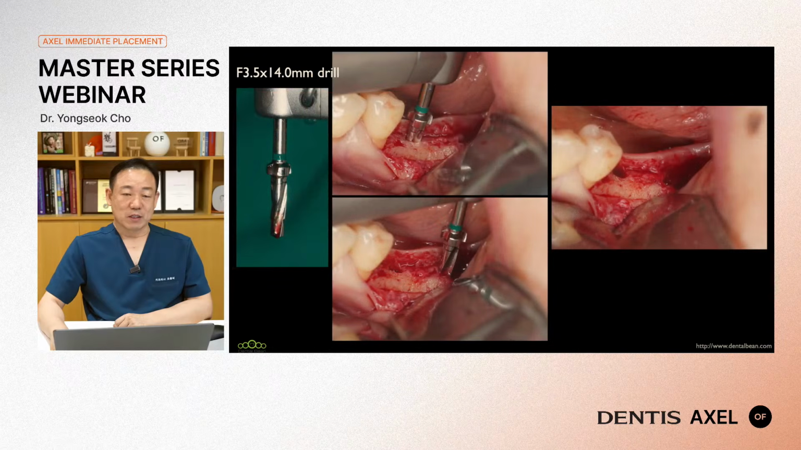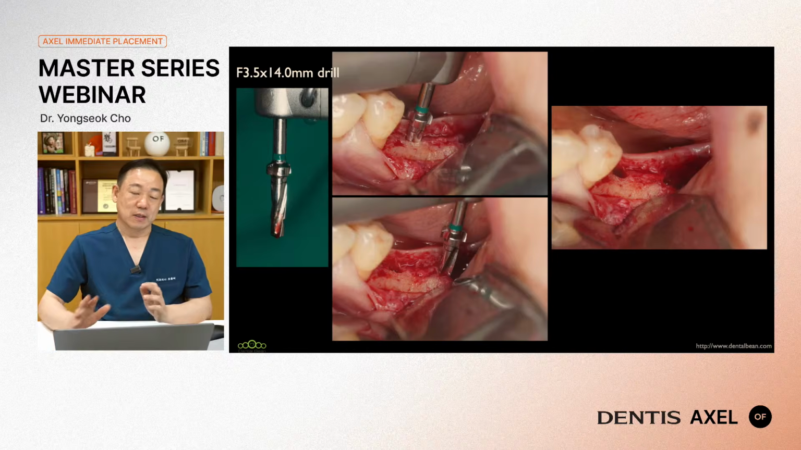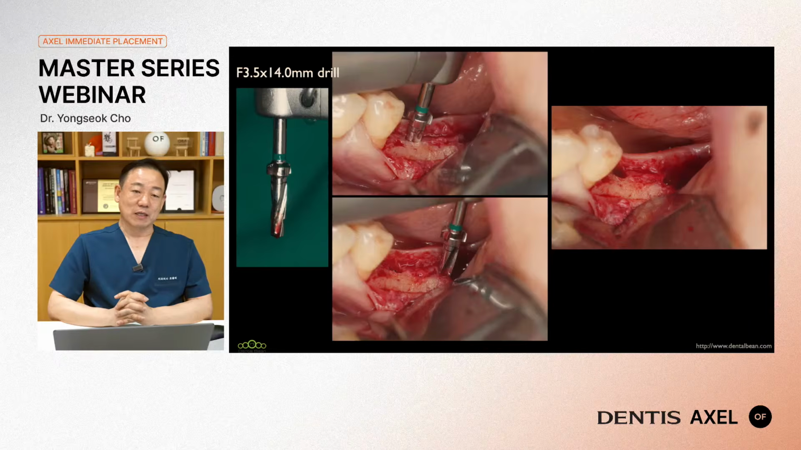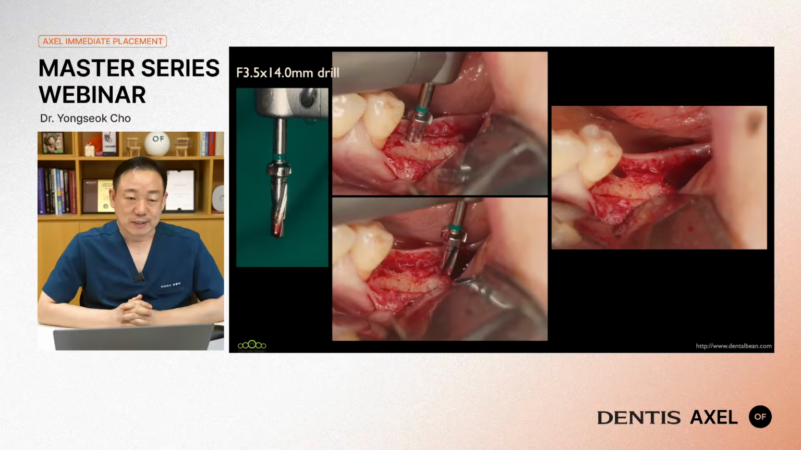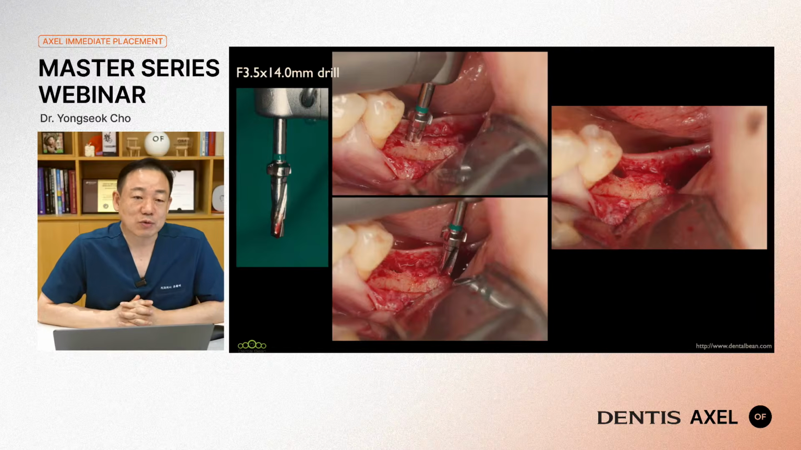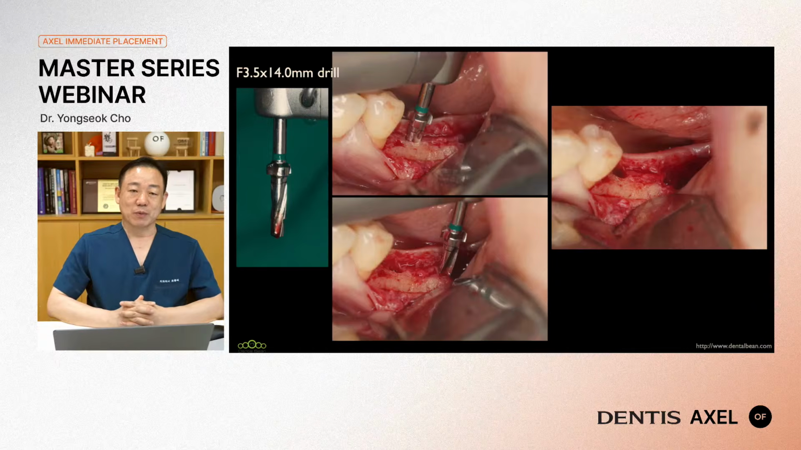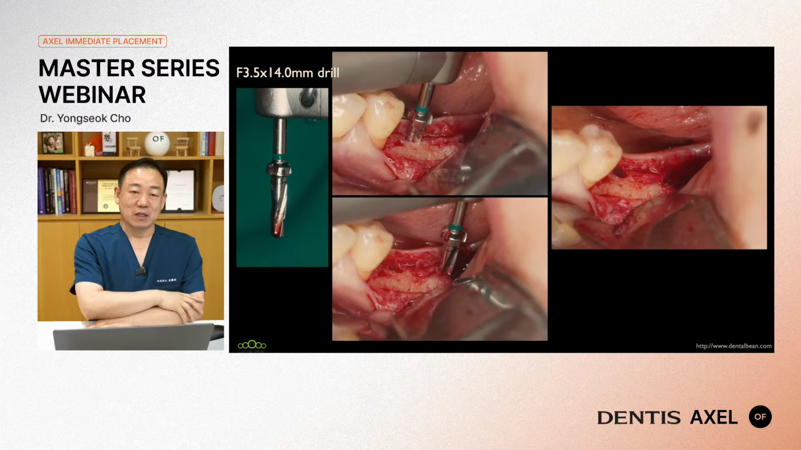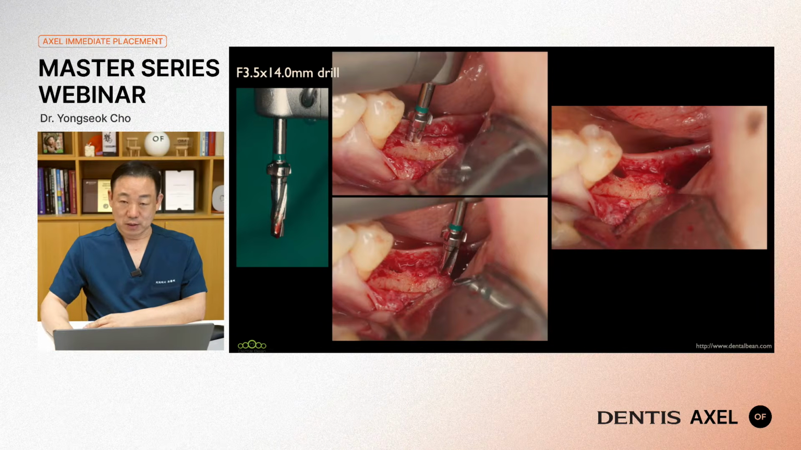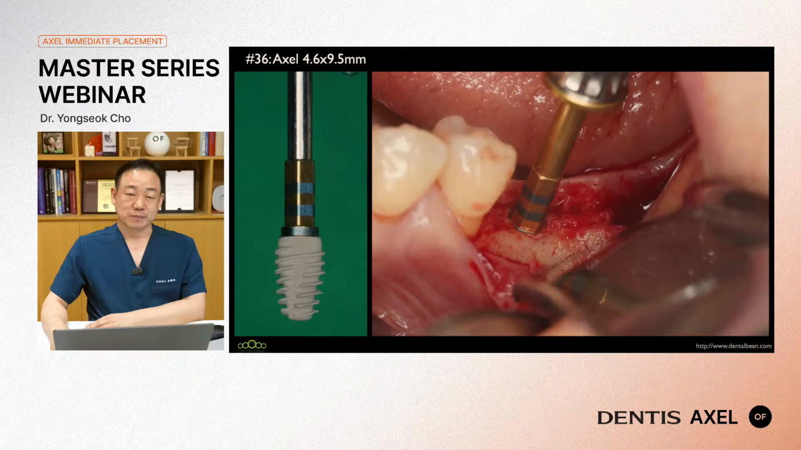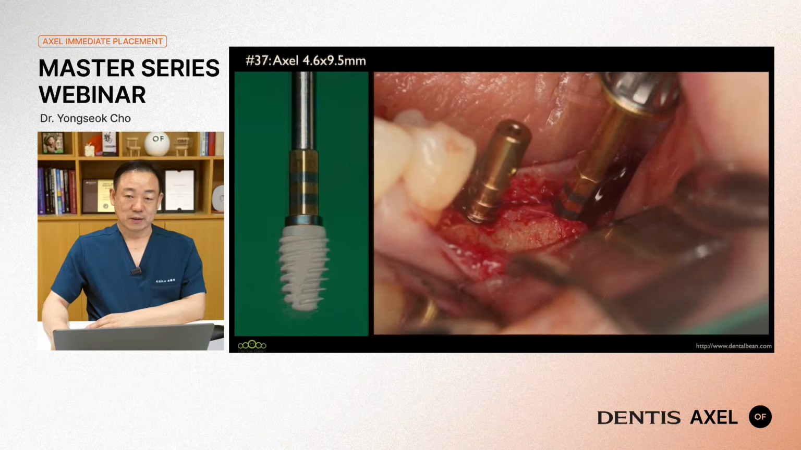As I expected, it was very soft bone. I decided to do under-preparation in this case. Sometimes I do one-step under-preparation, sometimes two-step. In this case, it was very weak bone, so I decided to do two-step under-preparation. My last drill was 3.5 by 14 millimeter, and I placed an implant of diameter 4.6 by 9.5. That is two-step under-preparation.